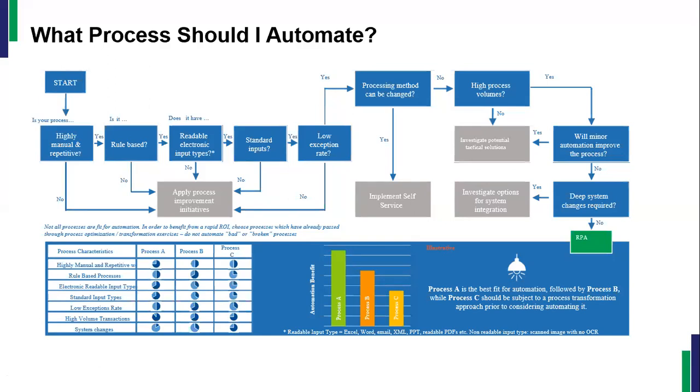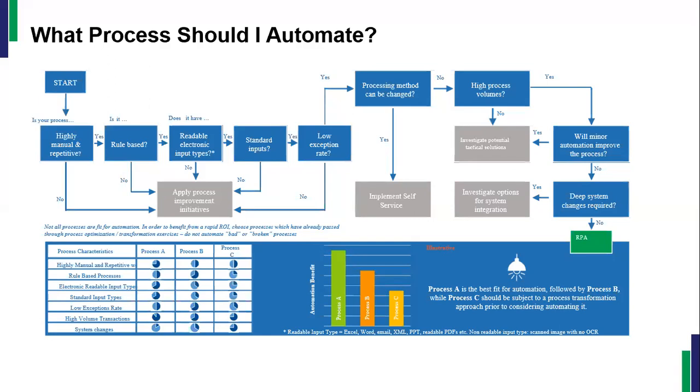Those processes should have readable inputs, so we need to give proper inputs for the bot to process, like Excel data, data tables, and proper format PDFs. We need to give proper readable input for the robot to process. And as well, we have some business exceptions, so it should not change from time to time.